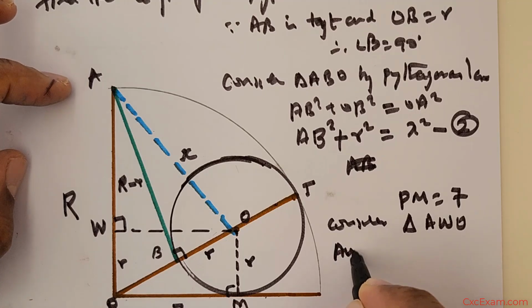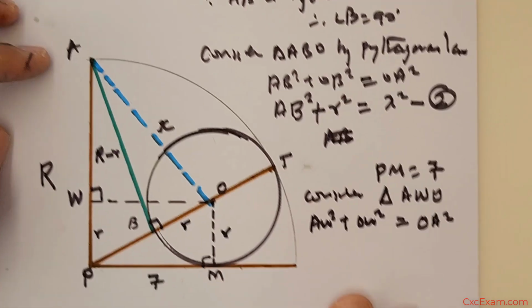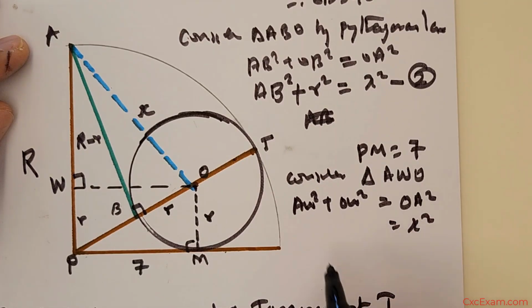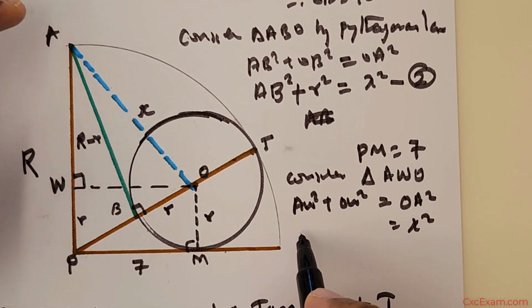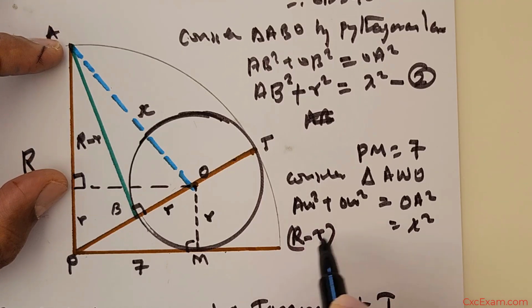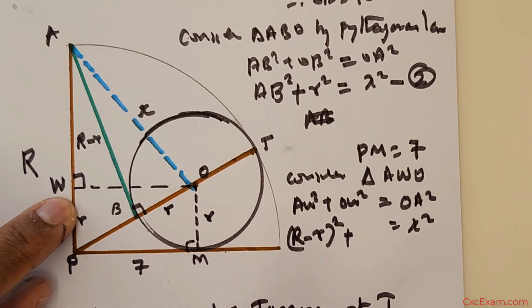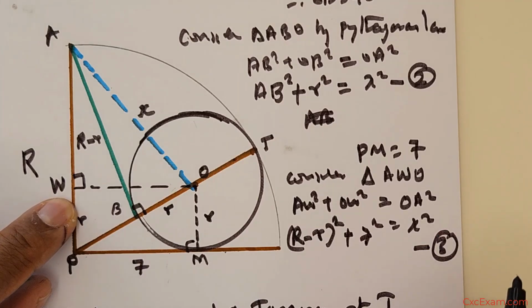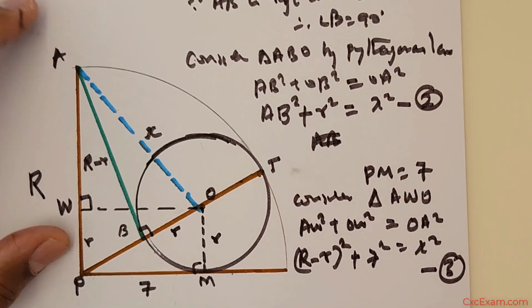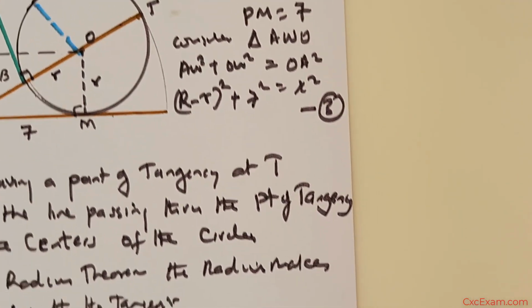So AW squared plus OW squared is equal to OA squared. OA squared is x squared. AW squared is capital R minus r squared, and OW squared is 7 squared. So this is going to be equation 3, right? So now 2 and 3 can be connected. So let me go to the next slide.